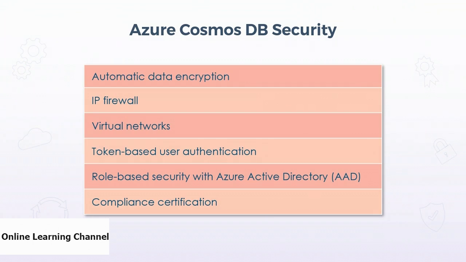In fact, you can even set up an IP firewall to make sure that only certain IPs can access the database. And virtual networks is another option to even further isolate the Cosmos DB to just a certain subset of resources in Azure. And of course, all user authentication and access is token-based, so not just anyone can get to it. It's not anonymous. And like any other resource in Azure, Cosmos DB also supports role-based security backed by Azure Active Directory. So there's really no way that anyone without express permissions can access your Cosmos DB.